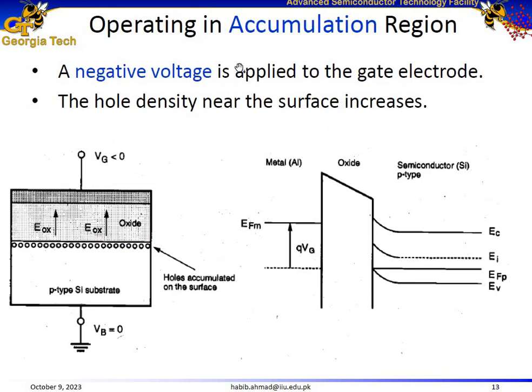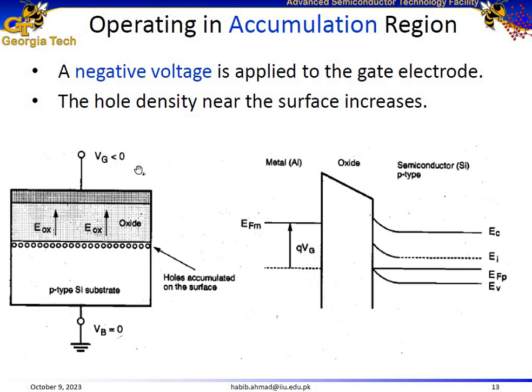In the accumulation mode of operation, we actually apply a small negative voltage to the metal part, or to the polysilicon gate part. And this small negative voltage would attract holes from the p-type silicon substrate. So now holes are going to be accumulated at the surface. This region is the bulk region, and this region close to the oxide is considered as the surface region.